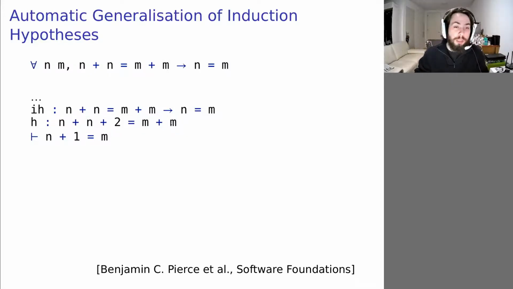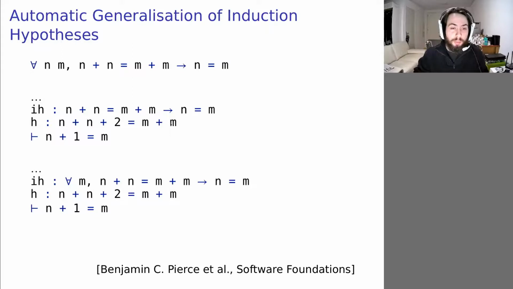What's the issue here? Well, the issue is that we need to generalize over m. Here we had an induction hypothesis that talks about a particular m, and when we generalize over m, we get an induction hypothesis that is more general, generalizes over all m, and now we can instantiate this induction hypothesis with the correct m, and this lets us make progress with the proof.